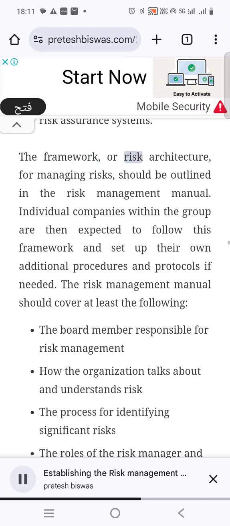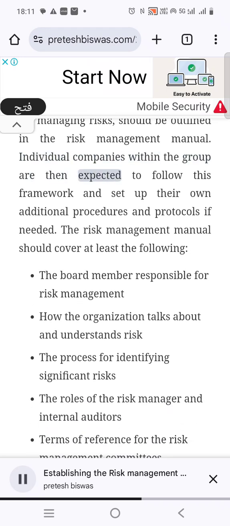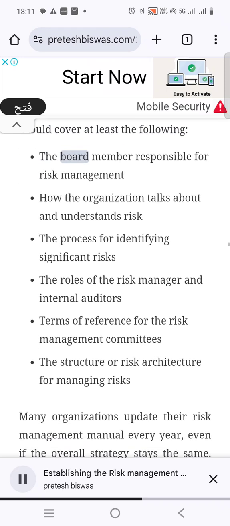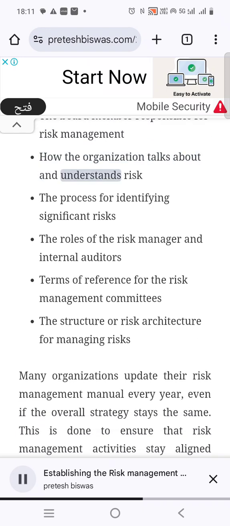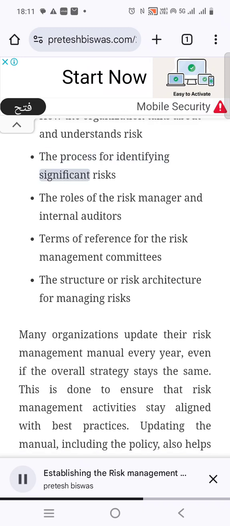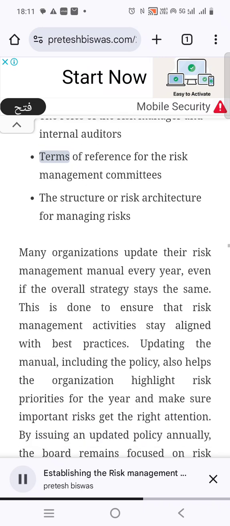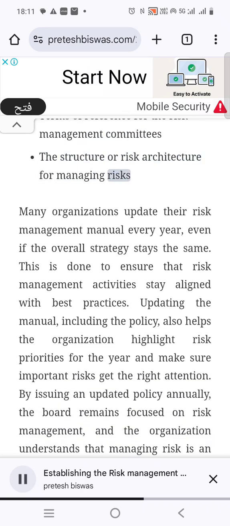The framework, or risk architecture, for managing risks should be outlined in the Risk Management Manual. Individual companies within the group are then expected to follow this framework and set up their own additional procedures and protocols if needed. The Risk Management Manual should cover at least the following: the board member responsible for risk management, how the organization talks about and understands risk, the process for identifying significant risks, the roles of the risk manager and internal auditors, terms of reference for the risk management committees, the structure or risk architecture for managing risks.